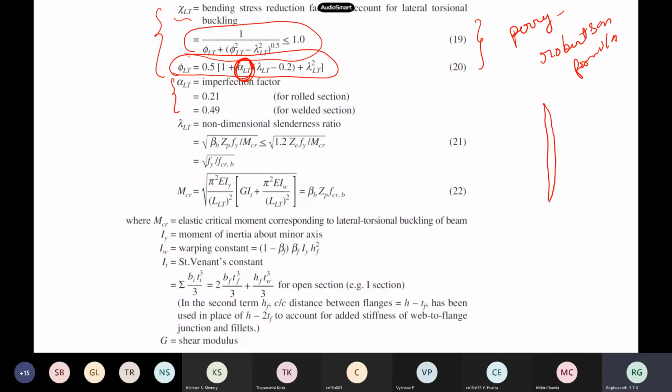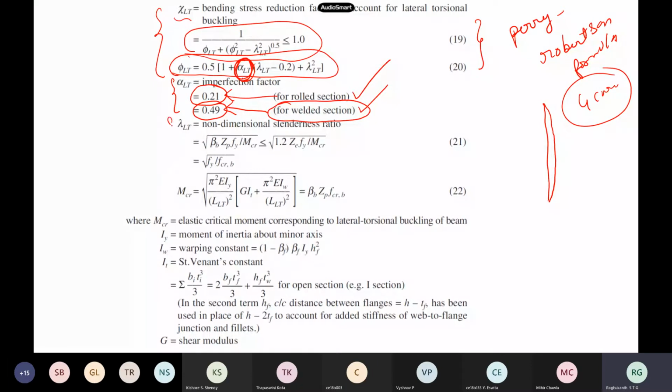But if you see the Eurocode, it takes 4 curves, even for lateral torsional buckling. Our IS code uses only 2 curves, one for rolled section and one for welded section. So this is the imperfection factor. The imperfection factor for welded section is very high, and for rolled section it is low. You followed? Because when you do the welding, residual stresses, non-uniform cooling and other problems will be there. So the imperfections are more for welded than for the rolled section.